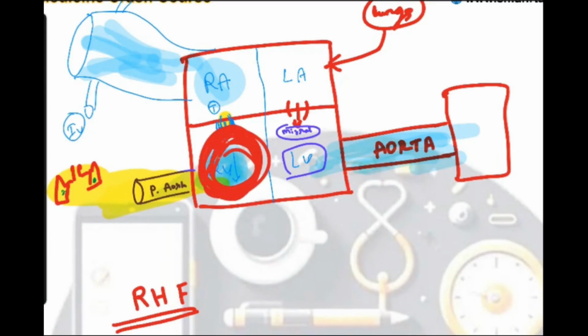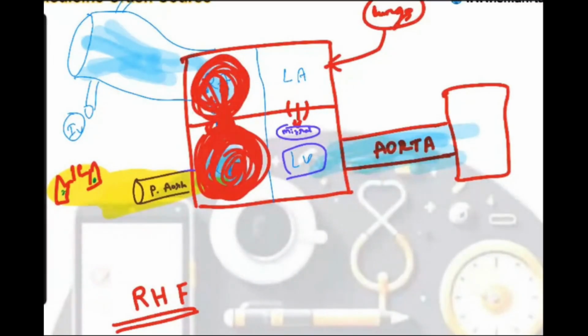Now what will happen? More blood keeps on coming. You know how many liters? 5 liters of blood. So it will keep on coming and get accumulated in the right ventricle. Now it will push against the tricuspid valve, and right atrial enlargement will occur. From the right atrium, some back pressure will go. Blood is unable to come in now, so it goes in the opposite direction in the superior and inferior vena cava.